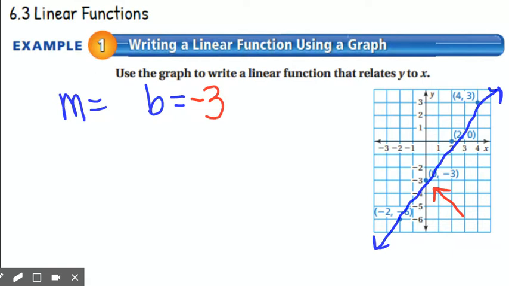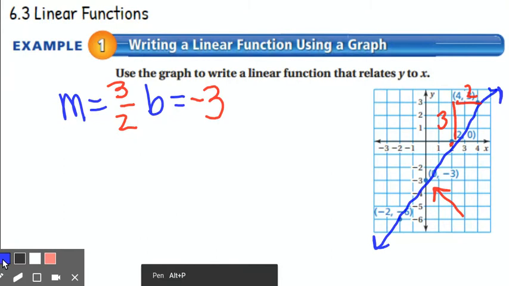Then to find your slope, if you just pick 2 points and you count rise over run, so if we start here, we are going to go up 3 over 2, which makes our rise over run 3 over 2, which is our slope.